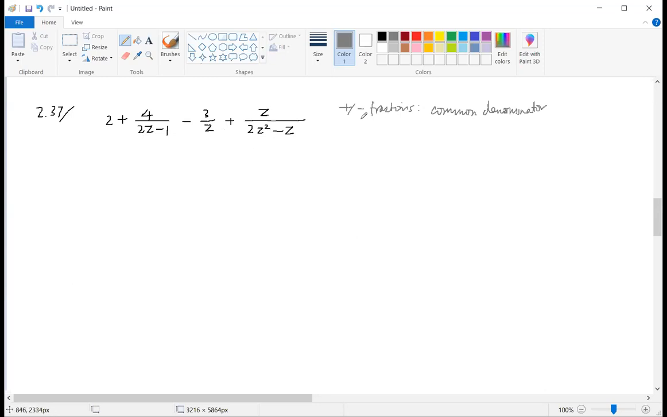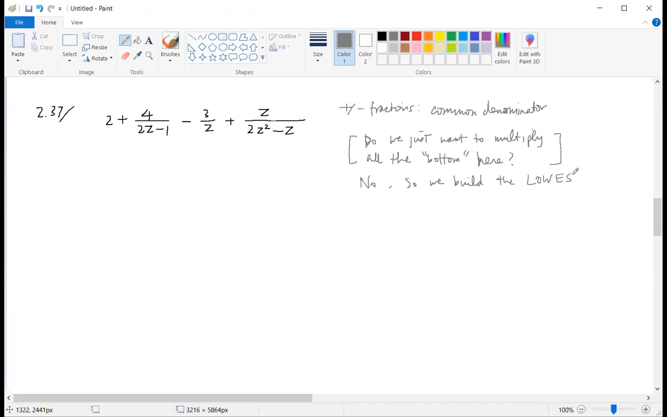Do you want to multiply everything? Do we just want to multiply every bottom? Bottom means the denominator. I'm just a bit lazy to write out this longer word. Do you want to multiply the bottom here? My answer is no, I don't want to. So we build it. Eventually I write to you: we build the lowest common denominator. Remember I said that?